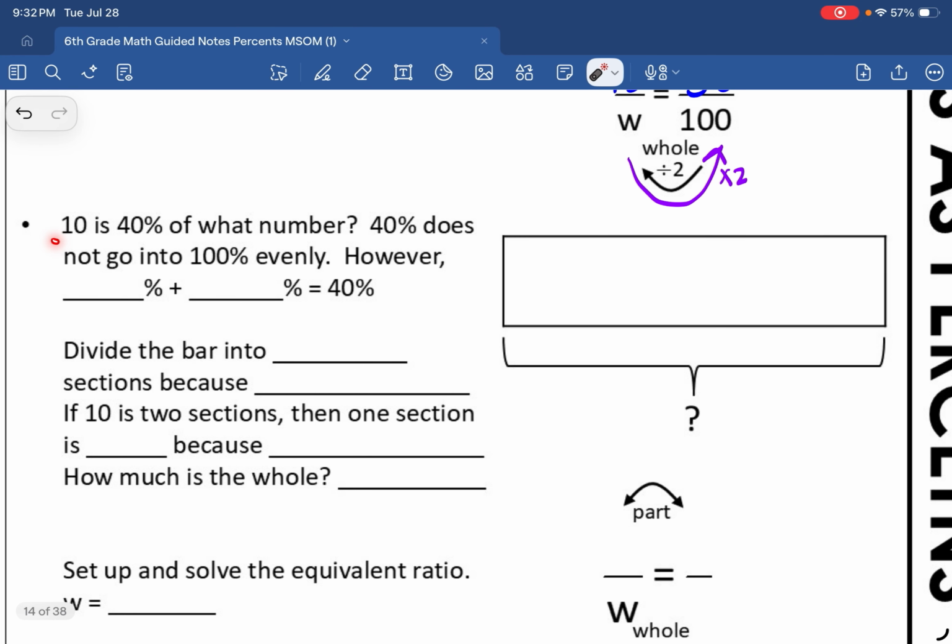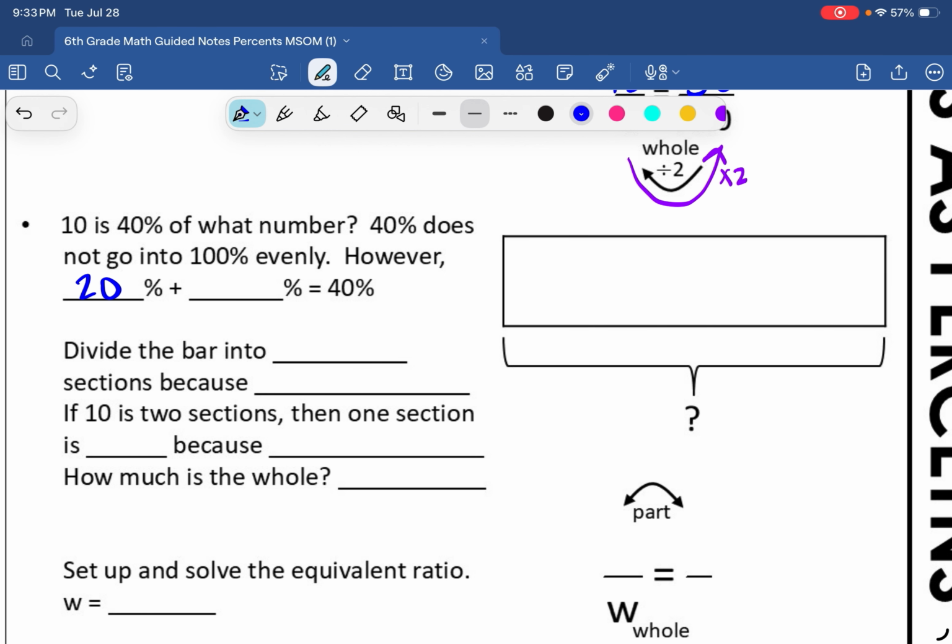10 is 40% of what number? 40% does not go into 100% evenly. So I can represent it by 20% plus 20%. Again, I can always divide it up into tens and do 4 sections because that would also be 40%. Let's do each section as 20%. So I'm going to divide the bar into 5 sections because 100 divided by 20 equals 5. So each section will be 20%.